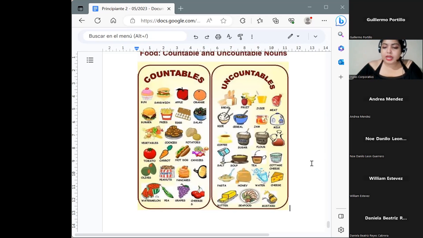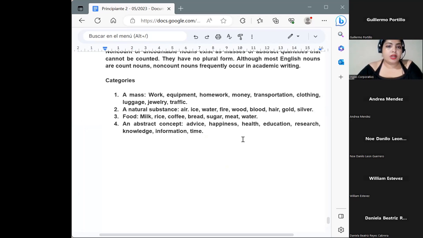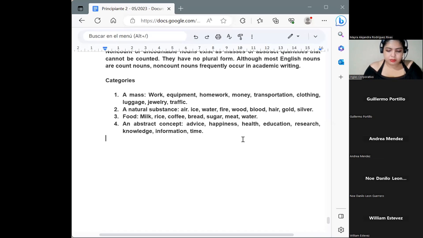Now, we are going to continue with the part that we were developing yesterday, that is this one. We were talking about the categories. Estuvimos hablando de las categorías. And in this case, we have four. Teníamos solo cuatro. Ahora vamos a terminar con las otras cuatro. Okay, in this case, we have number five. Vamos a continuar con el número cinco.